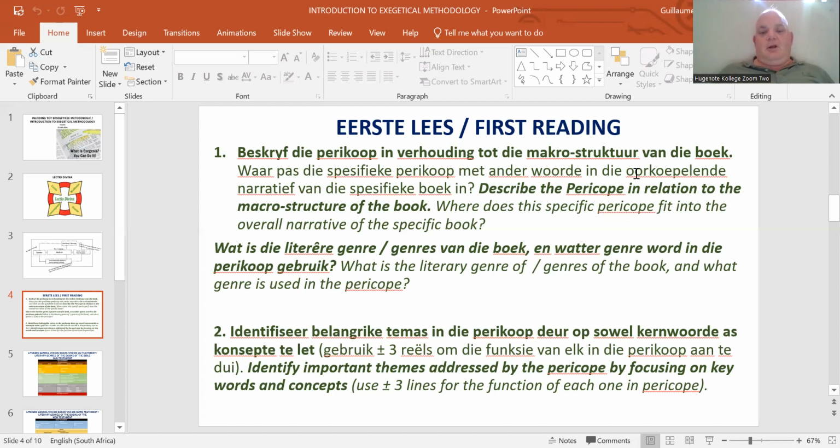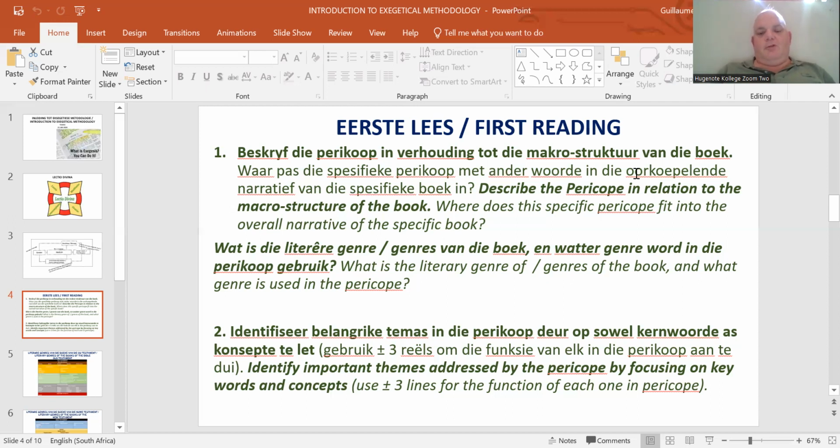So you're going to take this pericope and place it into the macro structure of the book. That means you must have an idea of what the rest of the book is about. You must have an idea what themes run through this book. You must have an idea how this part of the message fits in what the writer tries to say according to the theme he's busy describing, or the issue he's handling, etc. You must ascertain where this fits into the overall narrative of the book.